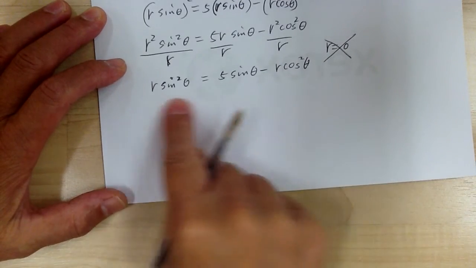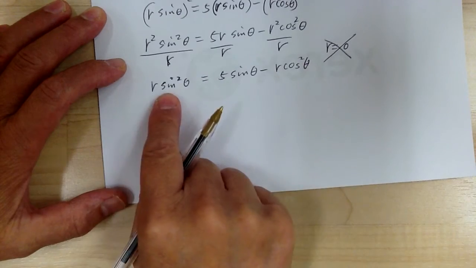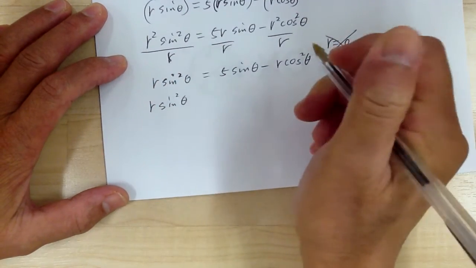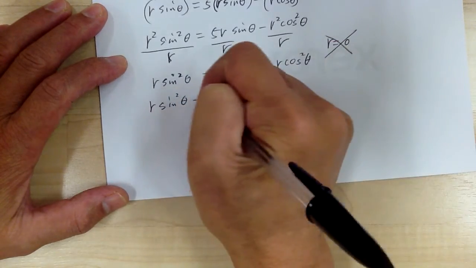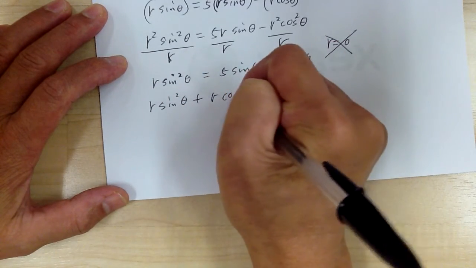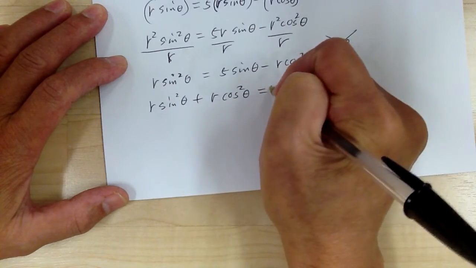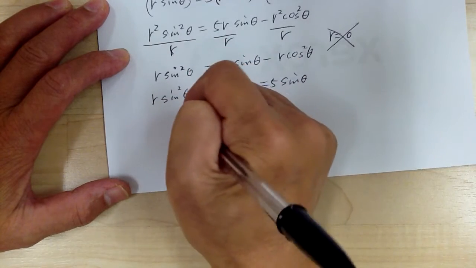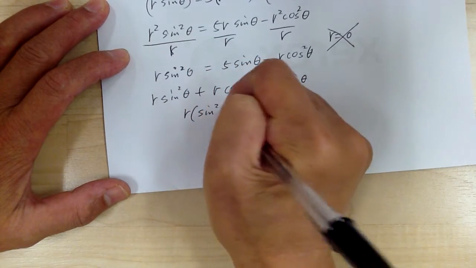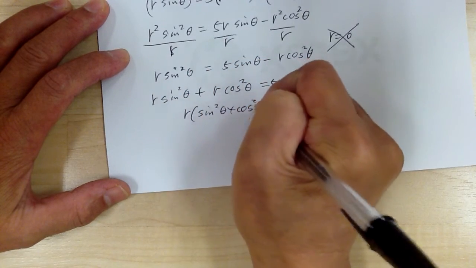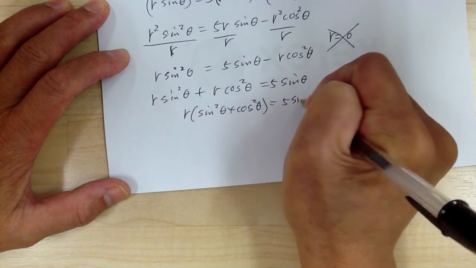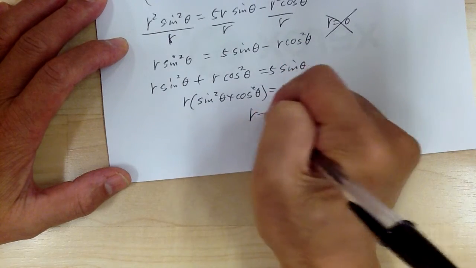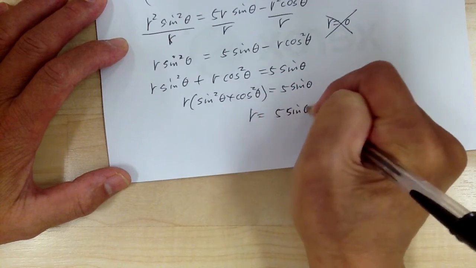So from here, you can go ahead and get the r to one side. So you get r sine squared theta plus r cosine squared theta equal to 5 sine theta. And you can factor out the r. And sine squared plus cosine squared equal to 1, so you get r equal to 5 sine theta.